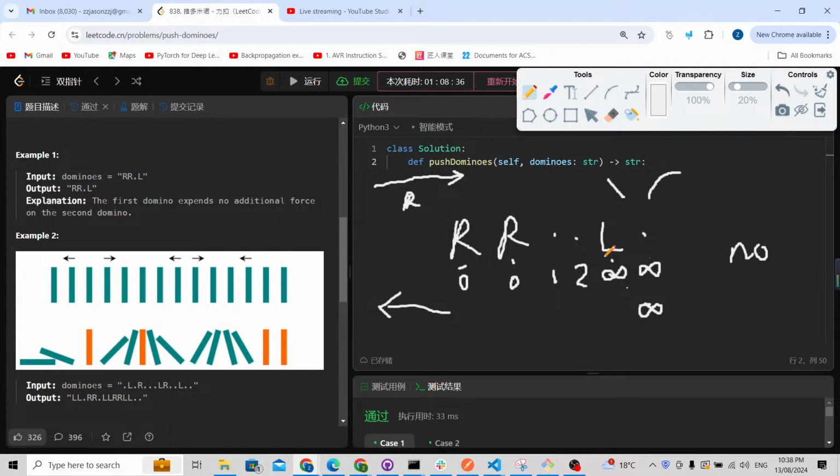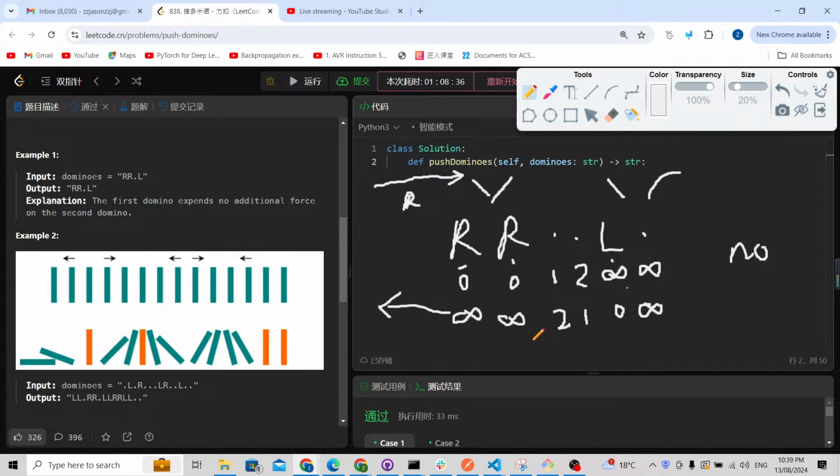If this is L, what is the closest distance to L? It is 0. What about here? The distance to L is 1. What about here? The distance to L is 2. What about here? The distance to L is not 3 because there is already R. If there is already R, it means this board has already fallen to the right side. It can never rotate to the left side. So we're gonna set it to be infinity, and this one we're gonna set to infinity as well.